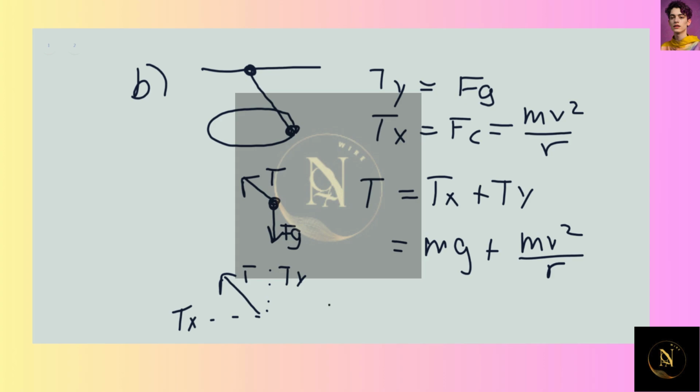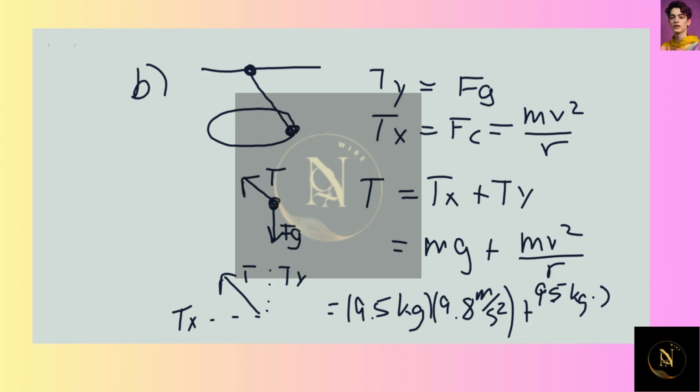And when we plug in our quantities, 9.5 kilograms times 9.8 meters per second squared plus 9.5 kilograms times our velocity, 2.8 squared over our radius, 0.85 meters. I know I'm missing my units for velocity, but I ran out of room.